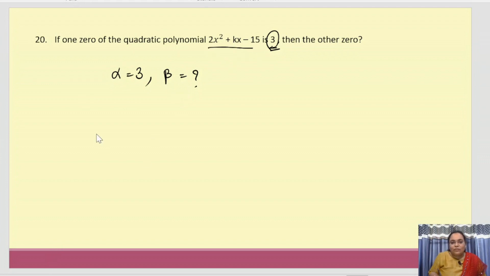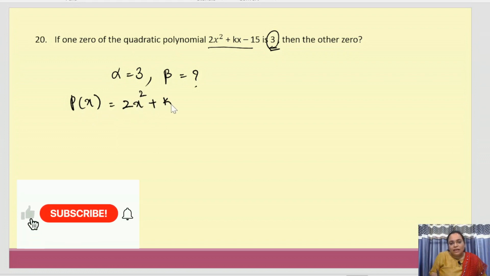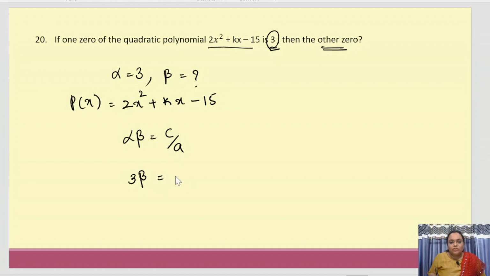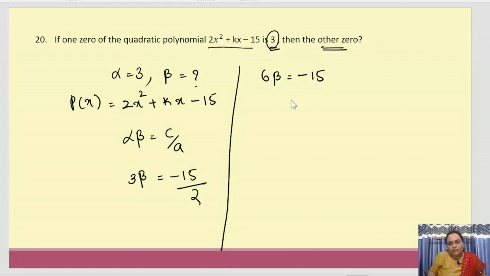Yes. So this is the given polynomial p of x is equal to 2x square plus kx minus 15. Okay. So here we need to find the other zero. So one zero is 3, right? So we will apply product of zeros. That is alpha beta is equal to C by A. Okay. So here alpha is 3, beta we do not know. So C is nothing but minus 15 by A is 2. Okay. So when you cross multiply, you will get 6 beta is equal to minus 15. So beta is equal to minus 15 by 6.